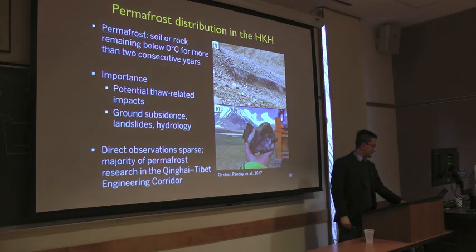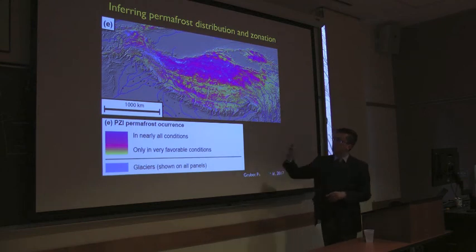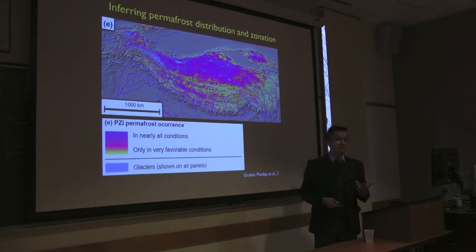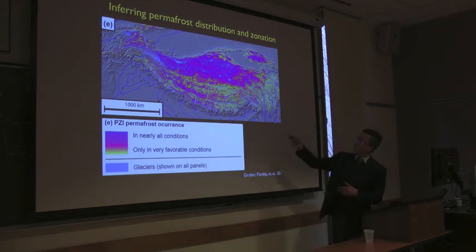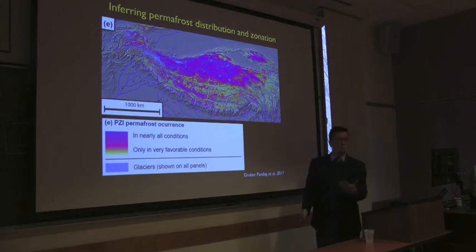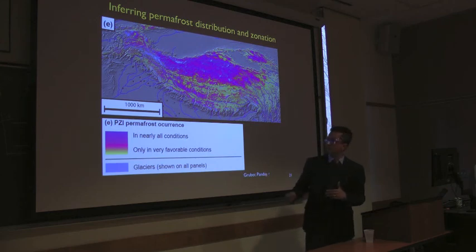So in a paper led by Stephen Gruber, he used this global model based on elevation, solar radiation, mean average annual temperature. We basically try to infer where is permafrost existing, what might be the distribution of permafrost, this frozen landscape in the Himalayan region. So this kind of shows the modeled distribution and zonation of permafrost. As you can see, the Tibetan plateau certainly has a high probability occurrence of permafrost.